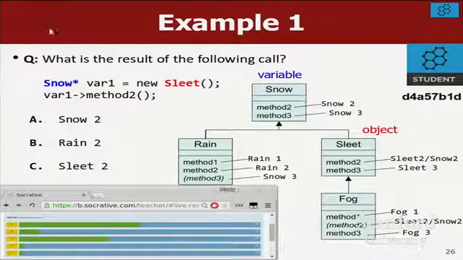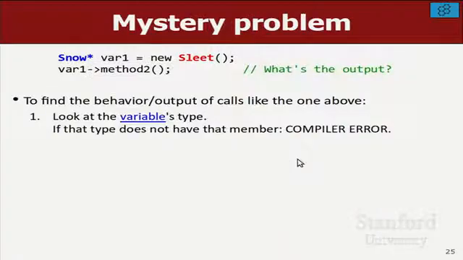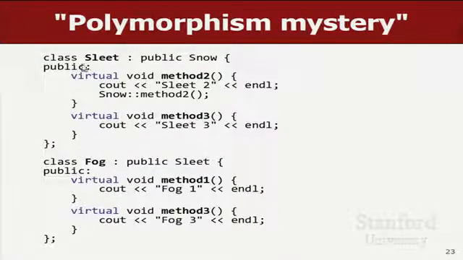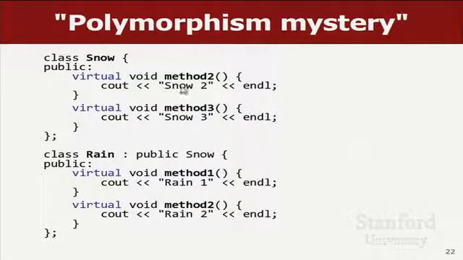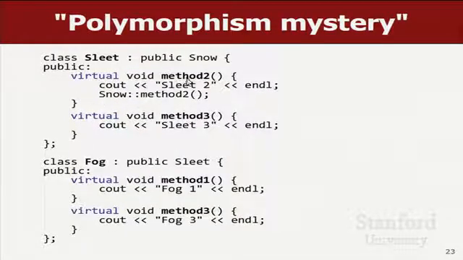So the steps here are, again, we check the left side, see if it has a method 2. Does snow have a method 2? Yes. And okay, fine. So that means it compiles, right? So when we actually look at the behavior, we look at the right side, sleet. We look at its method 2, which prints sleet 2, snow 2. Sleet prints sleet 2 and then calls snow's method 2, which prints snow 2. So that's what the code does for the method 2 of a sleet object.